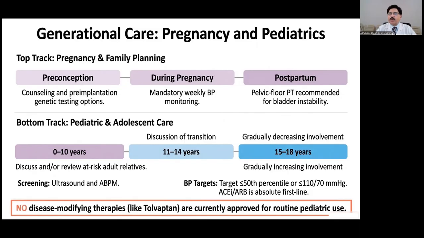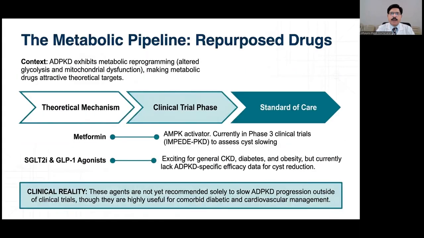But for pediatrics, usually we don't give tolvaptan. In adults, we can liberally give it. So we have to weigh the risk in this one. We have put him on an ACE inhibitor or ARB, one of them, and he is doing better in terms of BP. Not only that, we have to screen the parents, and we have to screen the siblings also. We did that. There are no disease-modifying therapies in pediatrics. Currently, no disease-modifying treatments are accepted in pediatrics.